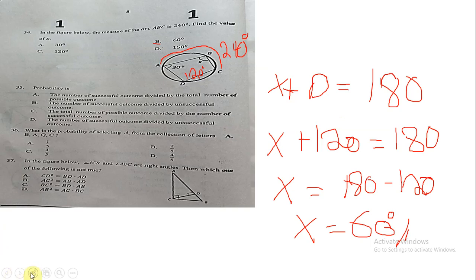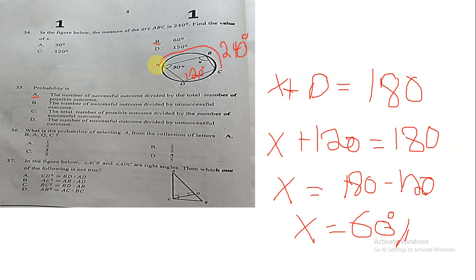Okay, now let's go for the second question. Second question, it says that probability is what? The number of successful outcome divided by the total number of possible outcome. Yes, that is the correct answer. Okay, in question number 36, it says what is the probability of selecting A from the collection of letters A, B, A, Q, C? How many times we have A? Only 2, right? A, B, A, which is A and A, 2 times we have only.